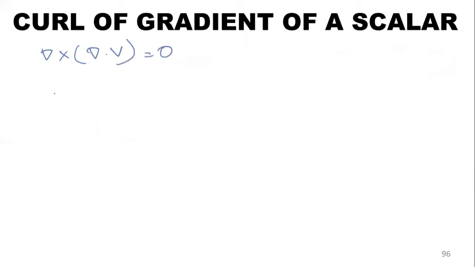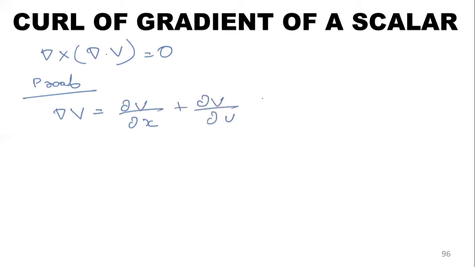So first of all, we'll take a scalar V. We know that del V is dou V by dou x plus dou V by dou y plus dou V by dou z. Taking the gradient is the curl of the gradient of a scalar. Then we do the cross product del cross del V, taking the cross product of these terms.